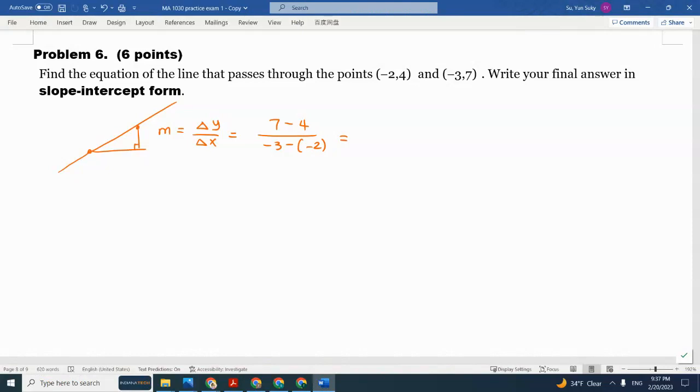Okay, 7 minus 4 is 3. Negative 3 minus negative 2 becomes positive 2, so that is negative 1. So the slope is -3.